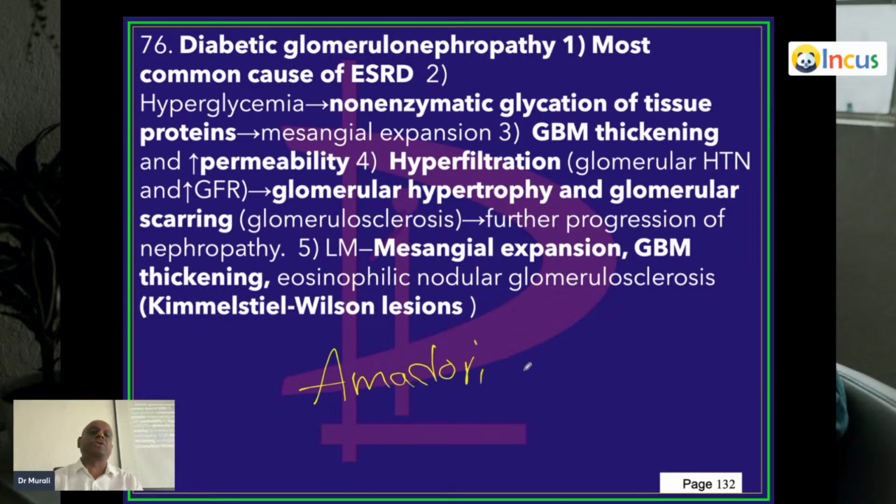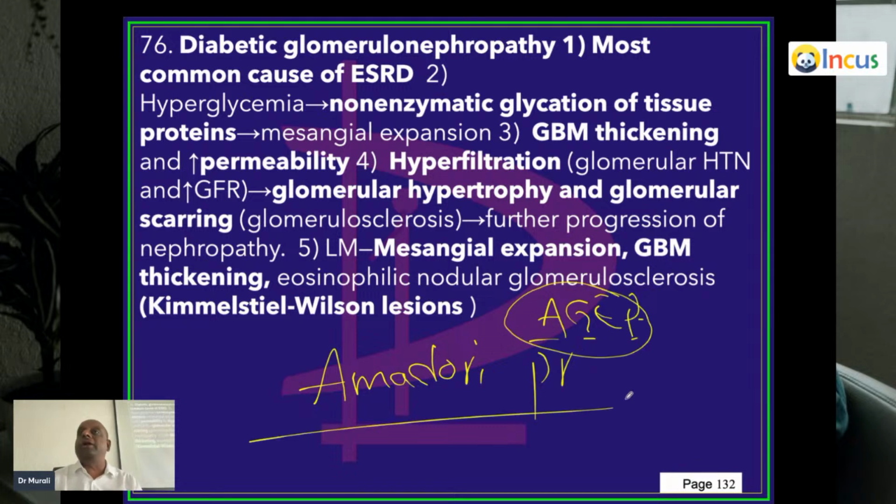Amadori products, they are called. They are AGEs, advanced glycosylated end products. Amadori proteins, they are called. So they in turn will go and deposit everywhere they want. So they lead to GBM thickening that increases the permeability.